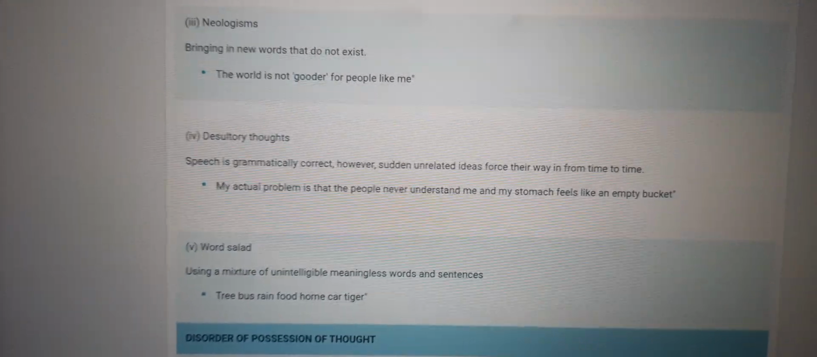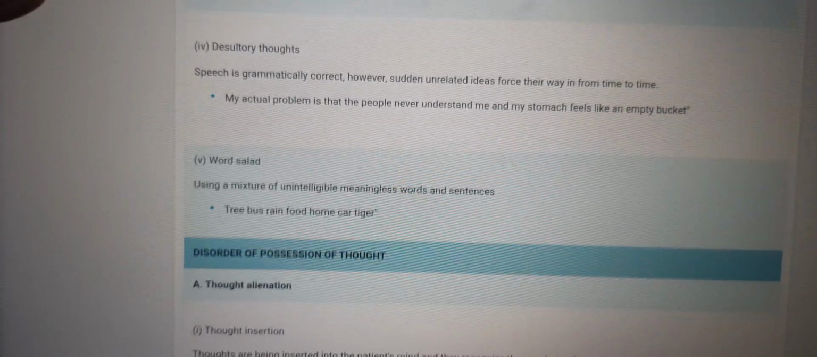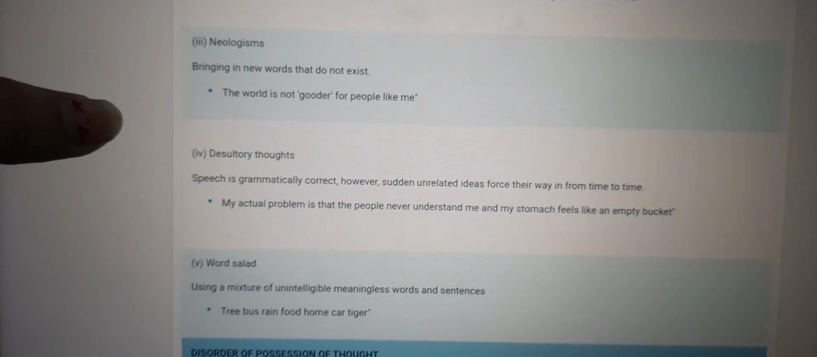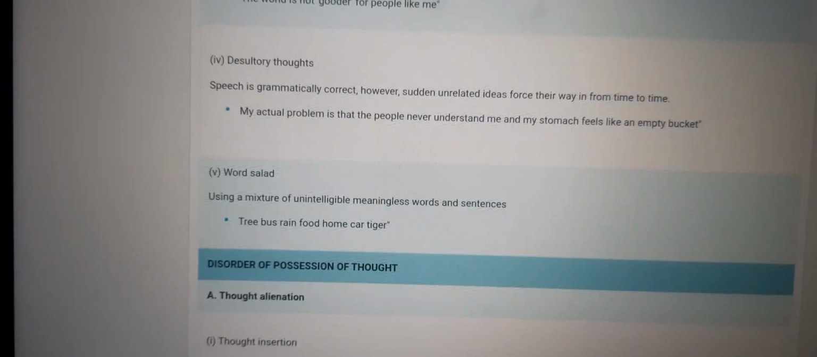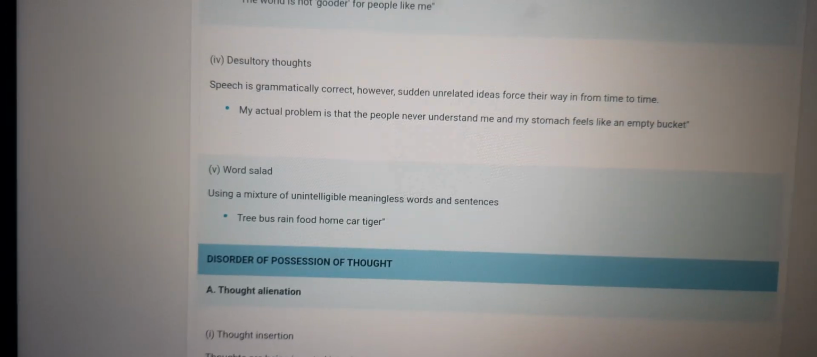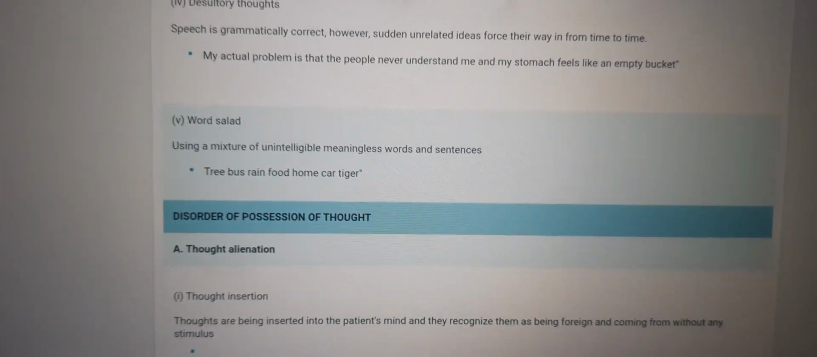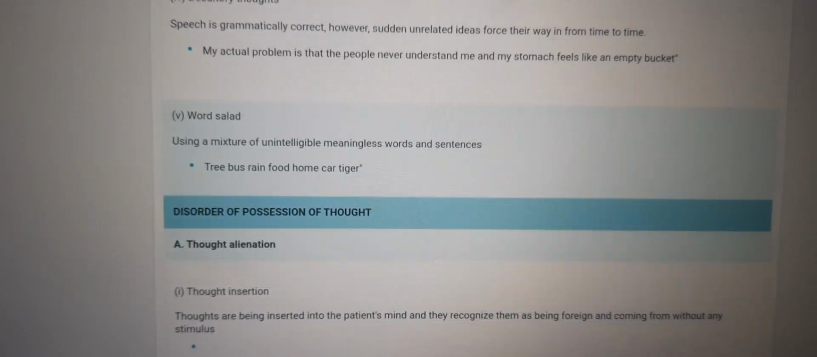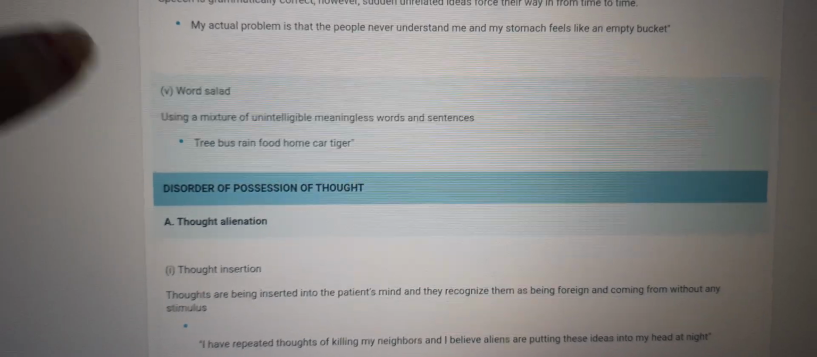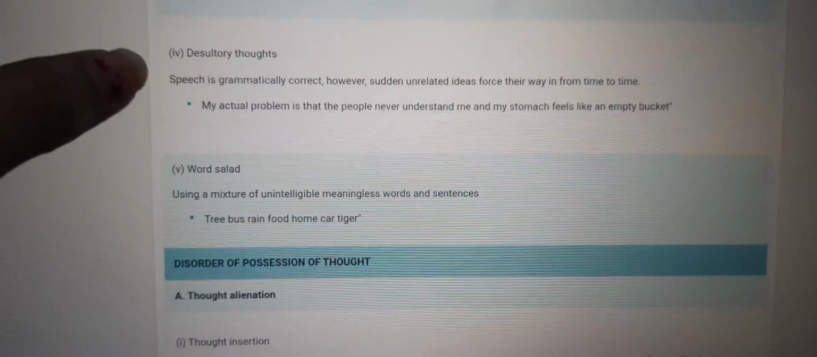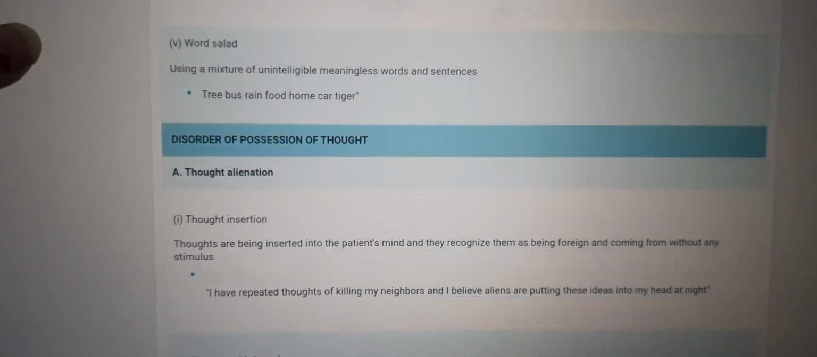Neologism means bringing in new words that do not exist. "The world is not gooder for people like me." The word gooder is a new word, so it is bringing in new words that do not exist. Desultory thoughts means speech is grammatically correct, but certain unrelated ideas force their way in from time to time. "My actual problem is that the people never understand me and my stomach feels like an empty bucket." Word salad means using a mixture of unintelligible, meaningless words and sentences.